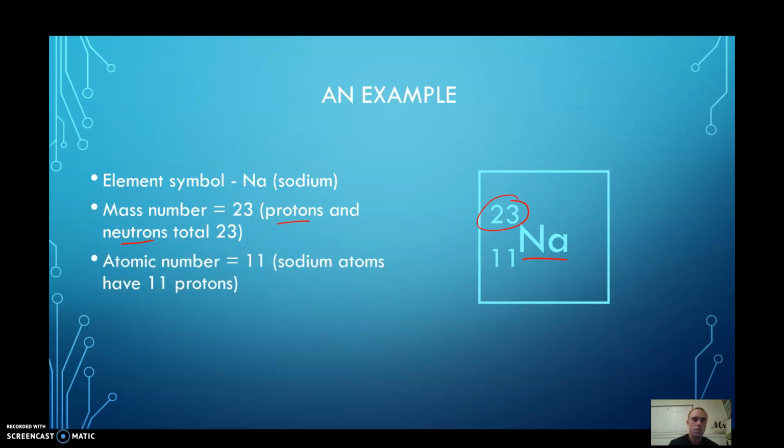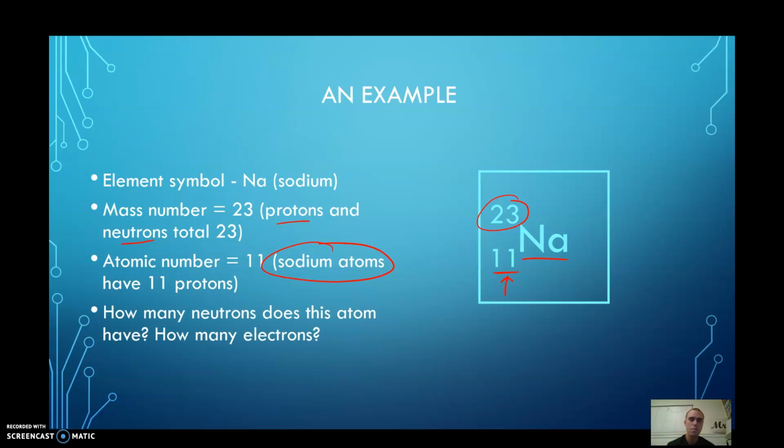My atomic number is 11, okay, which tells me that I have 11 protons, and all sodium atoms, always, ever, in the history of time, have 11 protons. Okay, if you have more protons, you are no longer sodium. If you have fewer protons, you're not sodium anymore. Okay, so all sodium atoms have 11 protons forever. And from this information, we can answer these two questions.